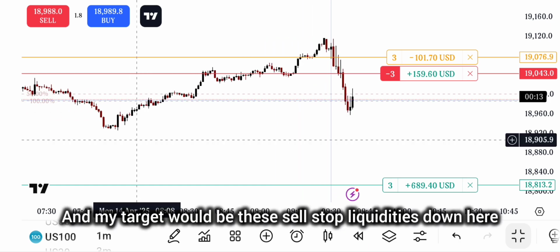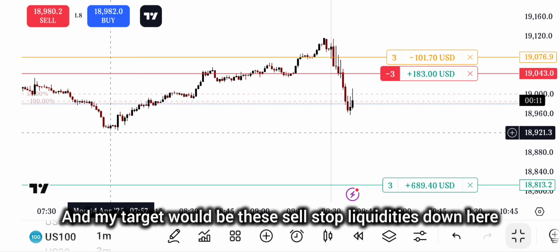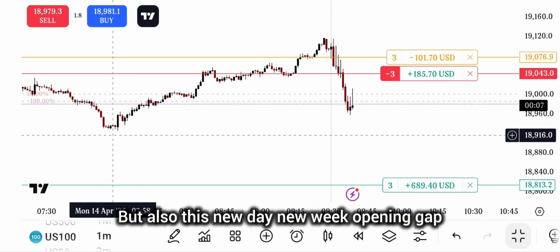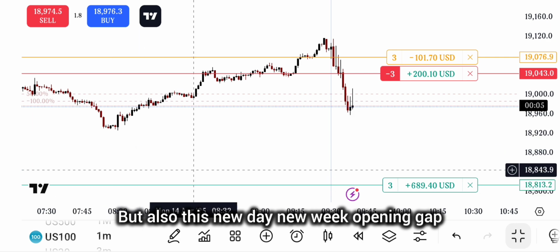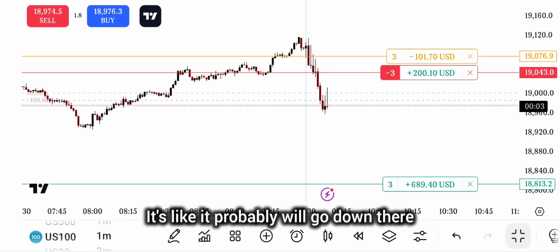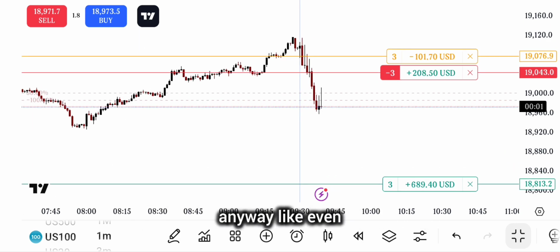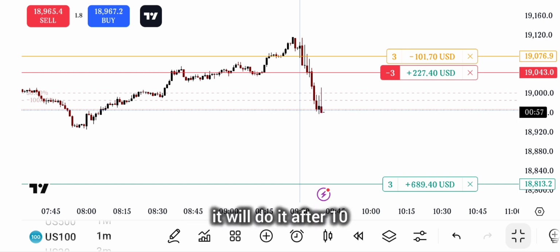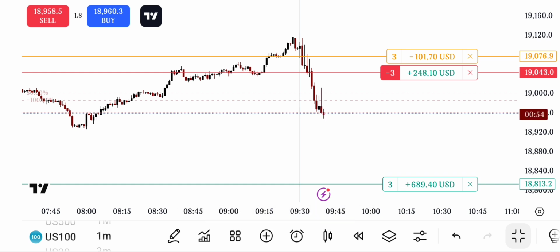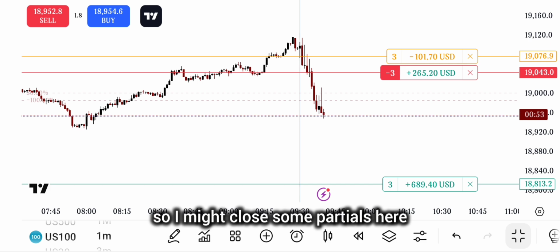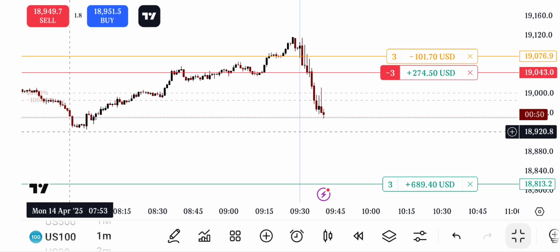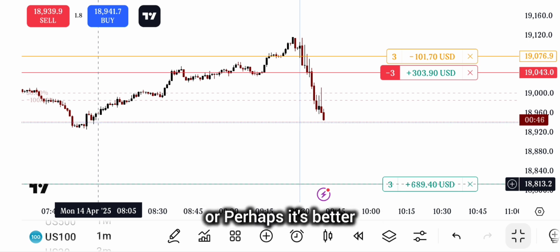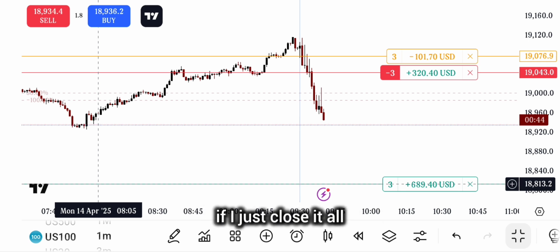And my target would be these sell side liquidities down here, 8 a.m. sell side liquidities, but also this new week opening gap. It probably will go down there anyway. Even if it doesn't reach it until 10, it will do it after 10. So I might close some partials here and keep the rest of it for this, or I might just keep all of it, or perhaps it's better if I just close it all.